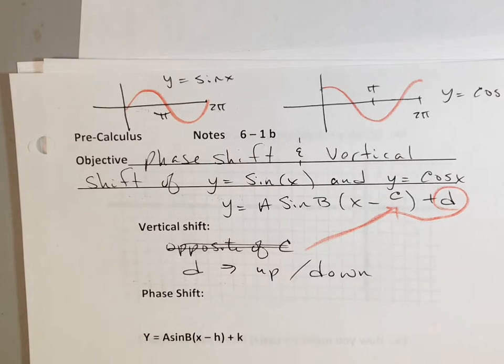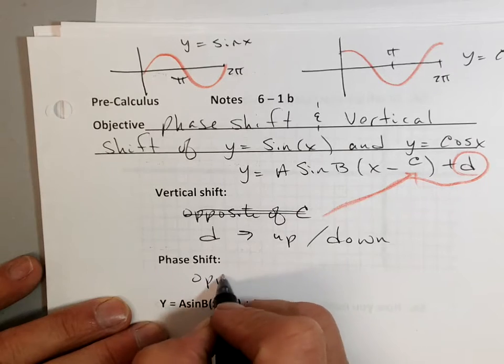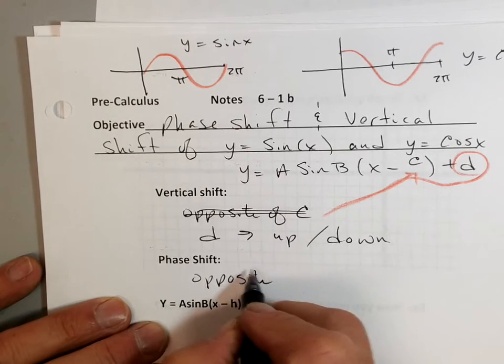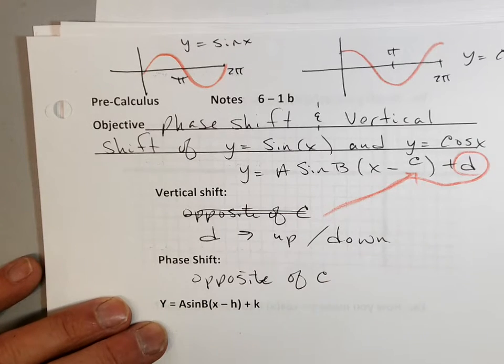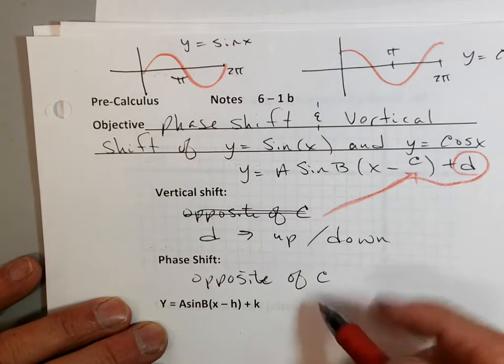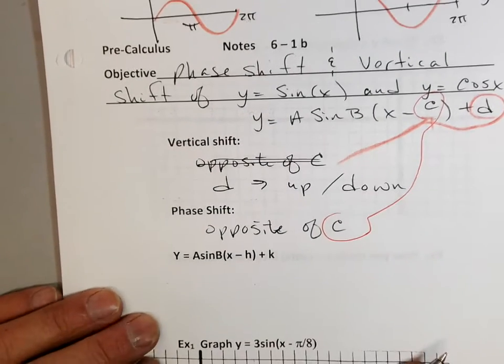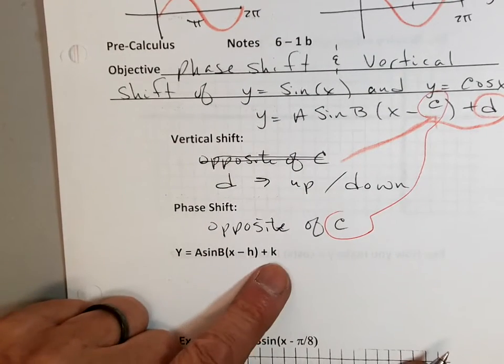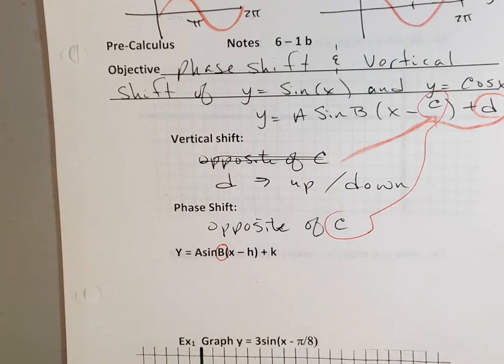Now, the phase shift is the back and forth. So the phase shift is the opposite of c, which is that value. Now I got it right, okay? And I like k instead of c. I like the b on the outside of the parentheses. Okay, and if it's not, then we'll have to fix it, okay?